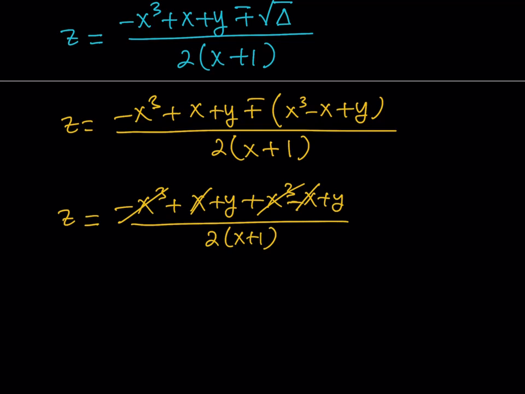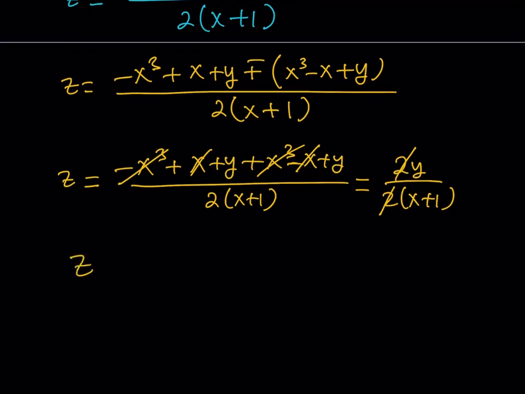Let's not make any mistakes because this is going to be real messy when we do. So this is going to be 2y over 2 times x plus 1, which is cool because the 2 cancels out. And that leaves us with z equals y over x plus 1. So let's leave it at that because I'm going to go back to it later and put it together. Okay, so that's one of the z solutions.